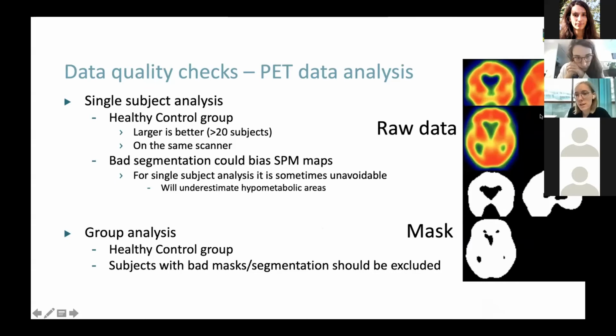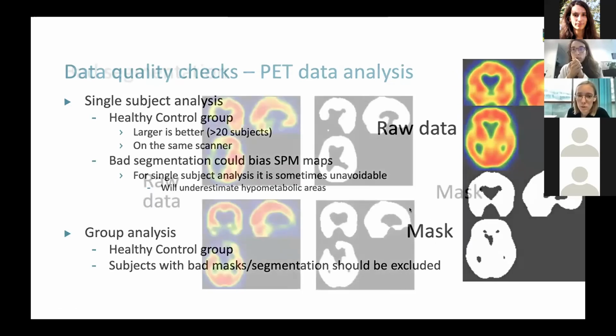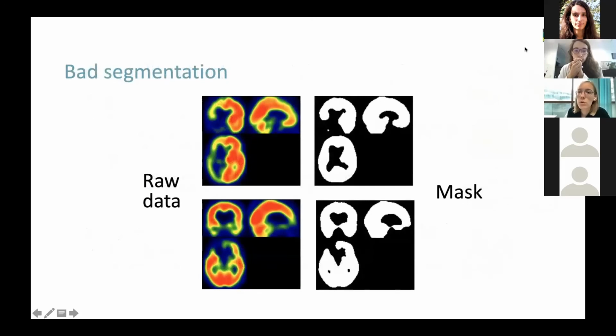So here on the right side, you see the raw data on top, the raw uptake images, and you see that there is, of course, this is a healthy control and it all went well. There's a lot of uptake across the whole gray matter, and also the mask looks really good, right? It covers the whole gray matter, and therefore SPM will also do the statistics on the whole gray matter. However, if you look here, you see the data for 2 patients. So again, on the left side, we see the raw data. On the right side, we see the mask.